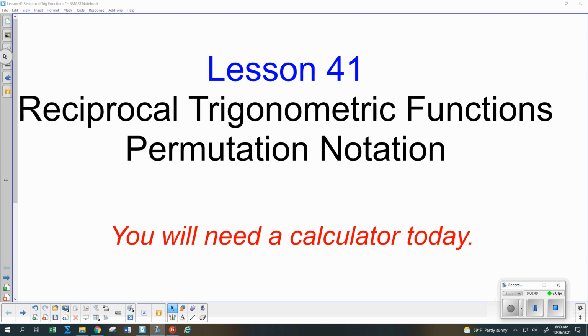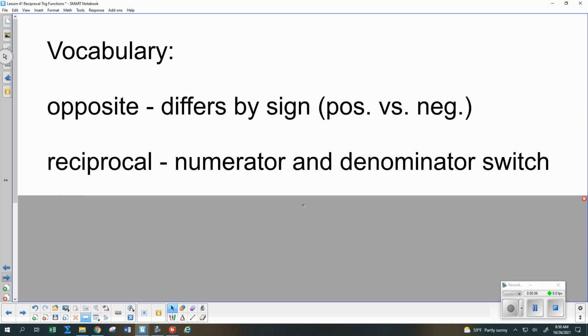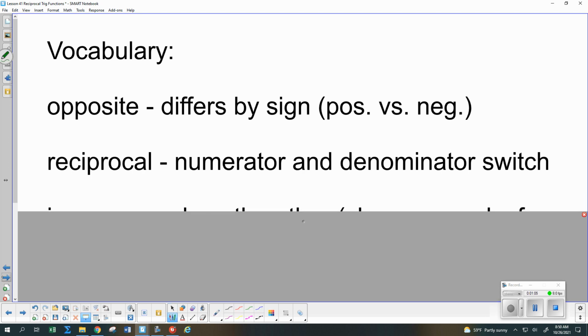So beginning with our reciprocal trig functions, let's first review a little bit of vocabulary. If we say opposite, we are talking about one's positive and one's negative, and that's the only change that we're making as we go from one to the other. Reciprocals, we are talking about switching the numerator and the denominator. So maybe if we have A over B, we go to B over A. Those are reciprocals of each other.